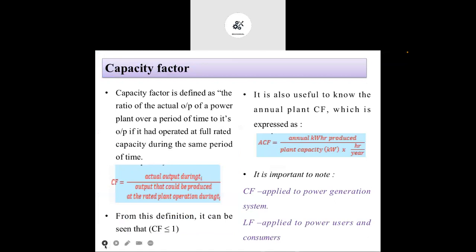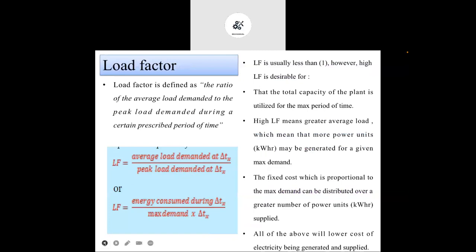As we know, the capacity factor is related to the power plant, the running of the power plant during a particular period. It is the ratio of actual output during the time period divided by the output that could be produced, or the maximum output of that particular power plant, during that time. As we also saw, the load factor is particularly related to the power consumption side. So load factor is the average load demanded in that particular time period divided by the peak load, or the maximum load demanded in that time period.